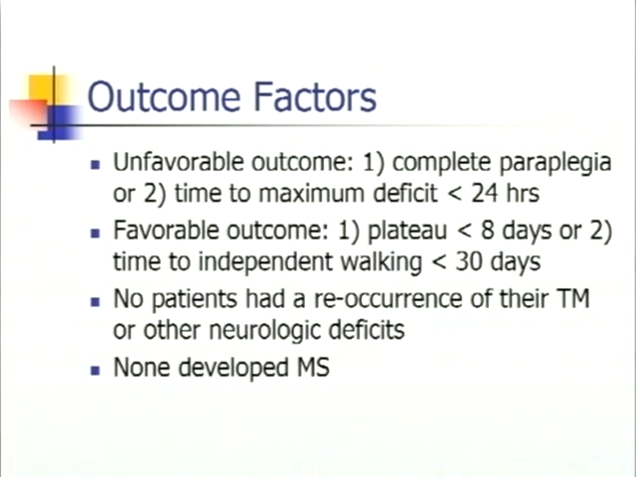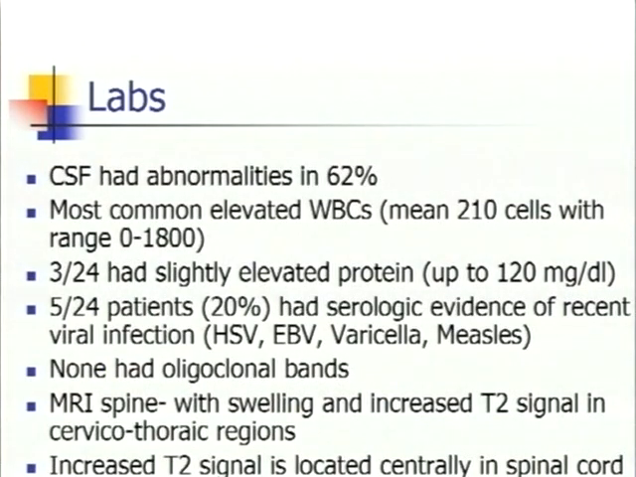In his particular study, there was no recurrence of their TM or other neurologic deficits in the 7 years of follow-up. As I said, I've seen it, but I will point out that the average age was about 8 years here, so there was a number of younger patients in this population, so it could be that the teenagers just weren't picked up in this study.